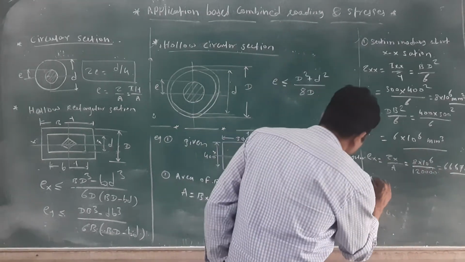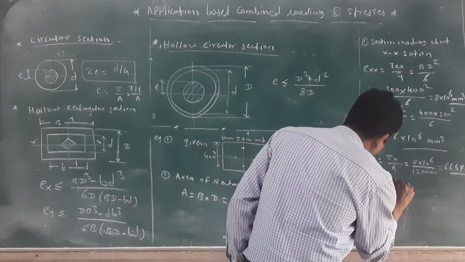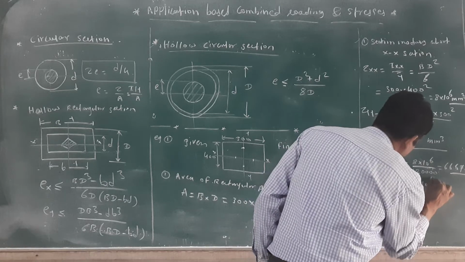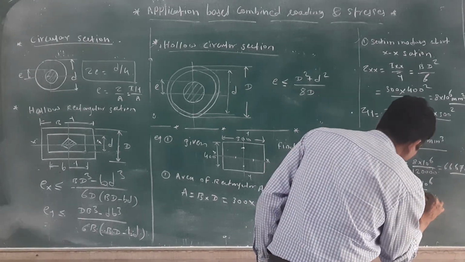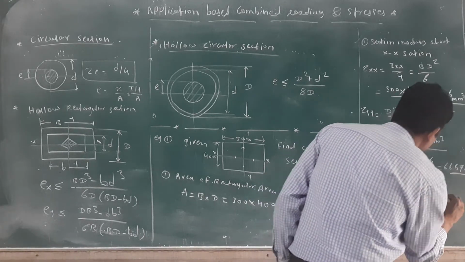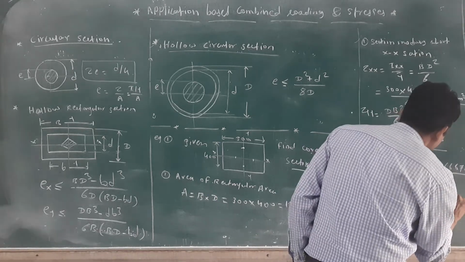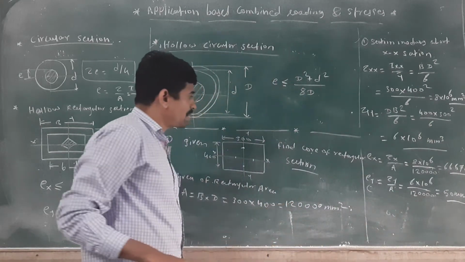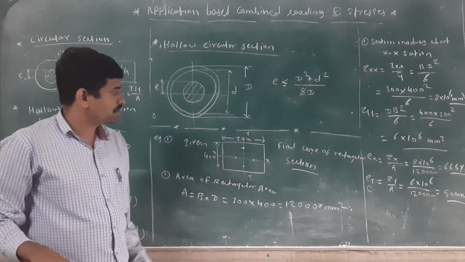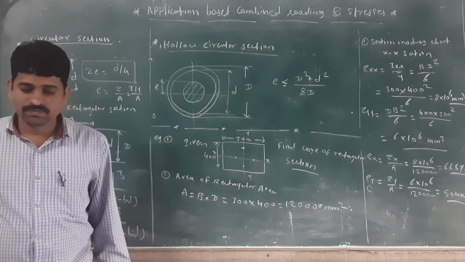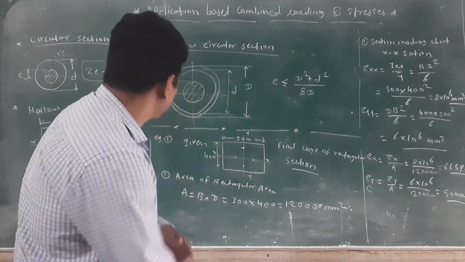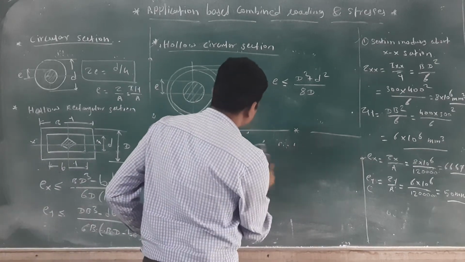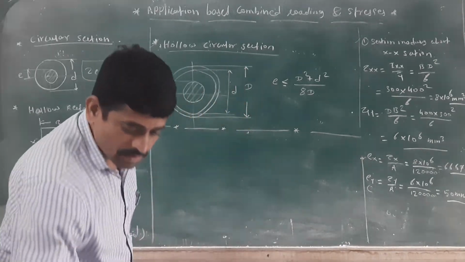And in a similar way, ey is equal to Zy divided by A. What is the Zy? 6 into 10 raised to 6 divided by 1,20,000 is equal to 50 mm. Once you have got both values, then you have to draw the core of the rectangular section. And how to draw this core of the rectangular section? Where will we get this eccentricity? I will show you.